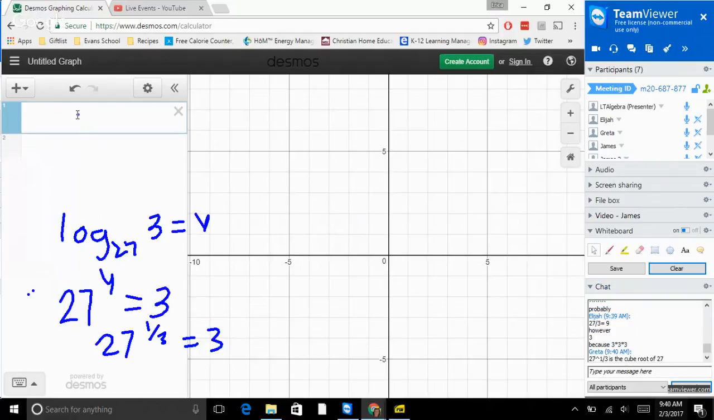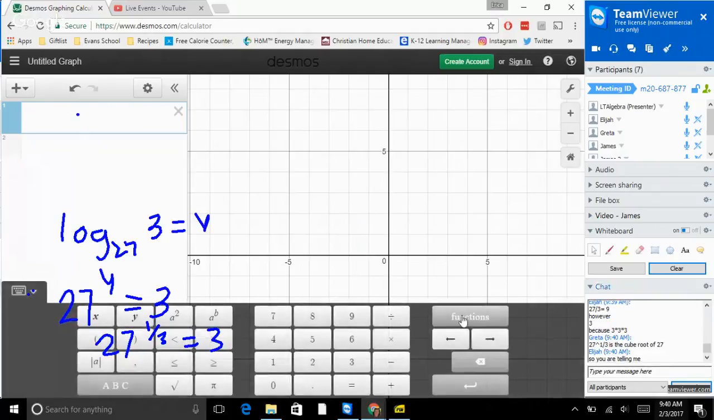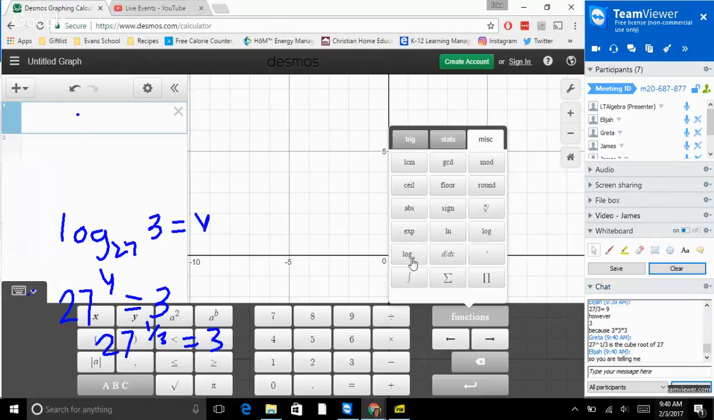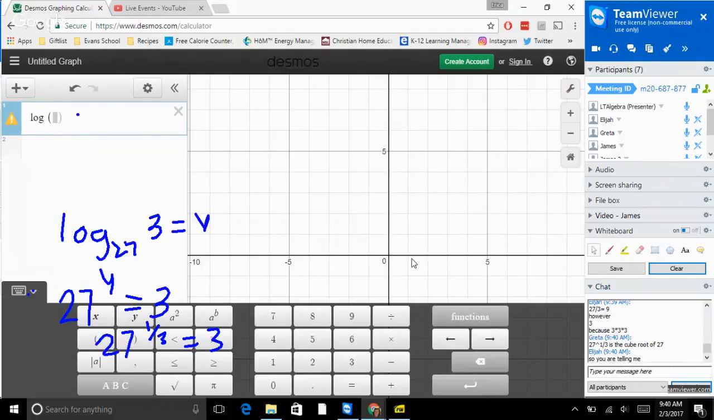Okay, so if we wanted to check it, we're just going to use Desmos. Log base 27 of 3 gives 0.3333333. It's a cube root, not a square root. All right. Close enough, right, Elijah?